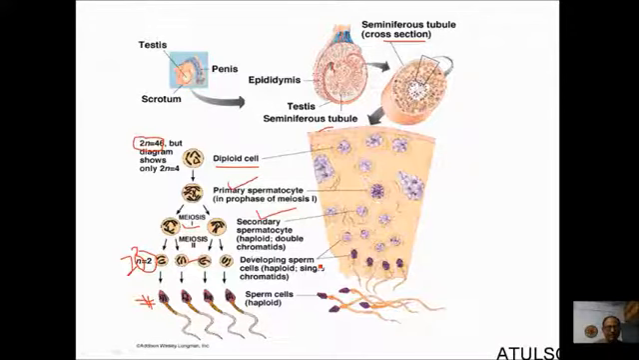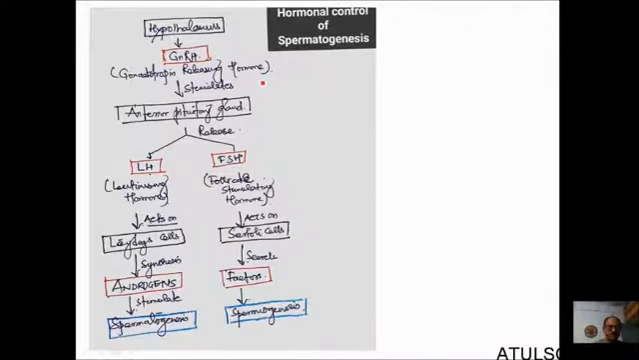Now if you see this, all the things are under the control of hormones. The first most important gland, or the area of secretion, is the hypothalamus. The hypothalamus releases GnRH, that is gonadotropin releasing hormone, which stimulates the anterior pituitary, and the anterior pituitary releases luteinizing hormone and FSH or follicle stimulating hormone.